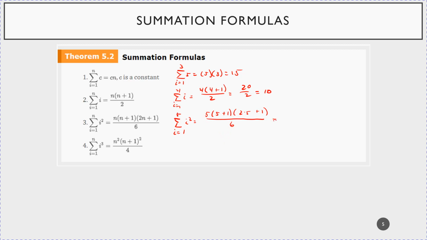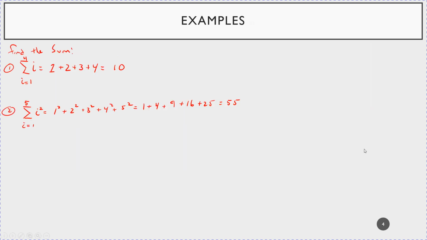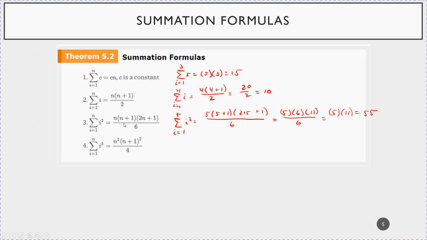Well, let's see. This is 5 times 6. 2 times 5 is 10, plus 1 is 11. All divided by 6. Well, look, the 6's cancel out. You're left with 5 times 11, which is 55, which is exactly what we got when we did it by hand. So whenever you see the sum of i squared to some value, you can use this formula here, and we will later on in class. All right, so now we kind of have some understanding of sigma notation.